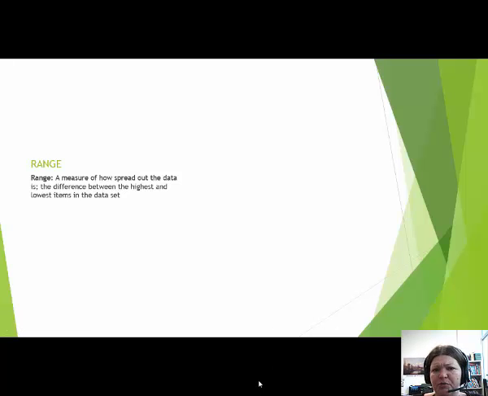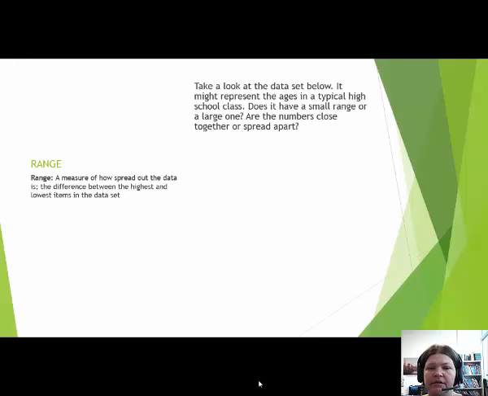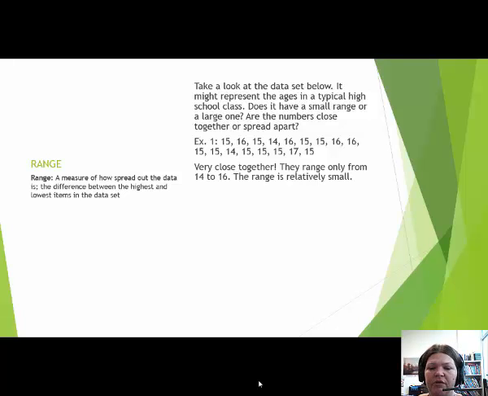Okay, let's take a look at a few examples. We're not going to mathematically do some range problems, but I just want to be able to compare ranges for you. So we're going to look at a data set, and this particular one is probably pretty typical of a high school math class maybe. And so my question to you is just, does it have a small range, or are we looking at a large range? Are the numbers close together, or are they spread apart? If you look at this, here's my data set. You're going to see a bunch of 15s, a few 16s, a couple 14s, and then just one 17. So clearly the data here is really close together. Everyone is close to the same age. We have a small range.